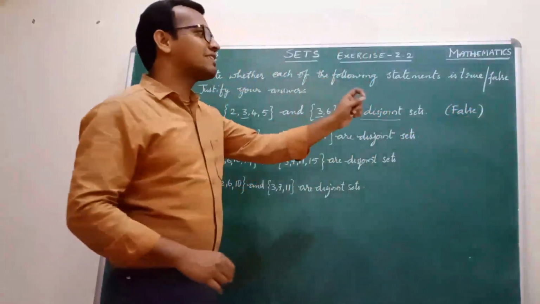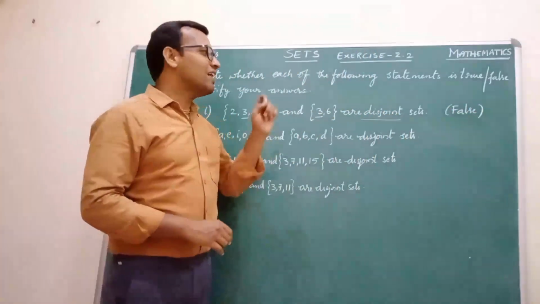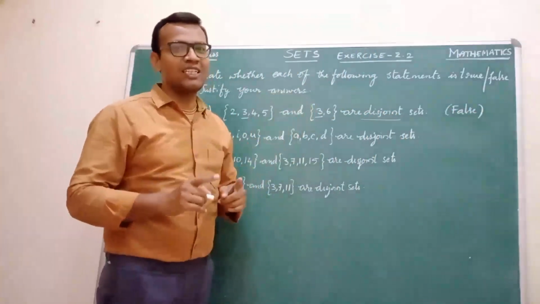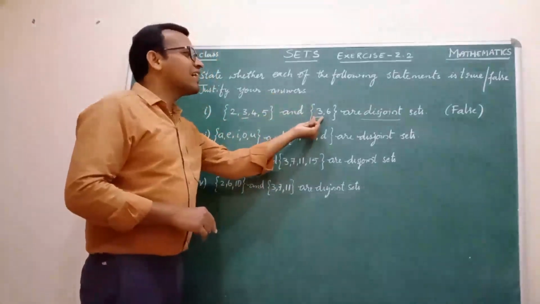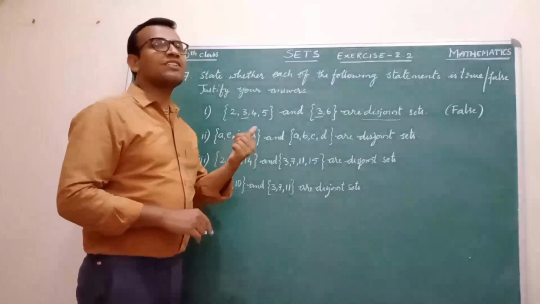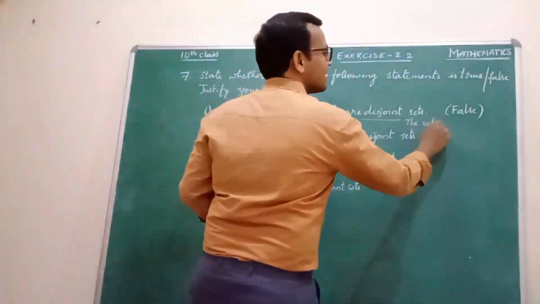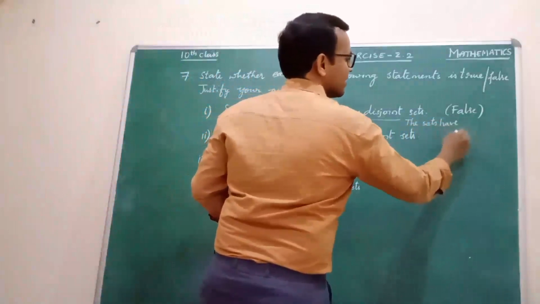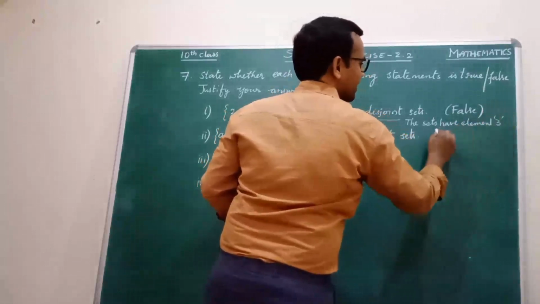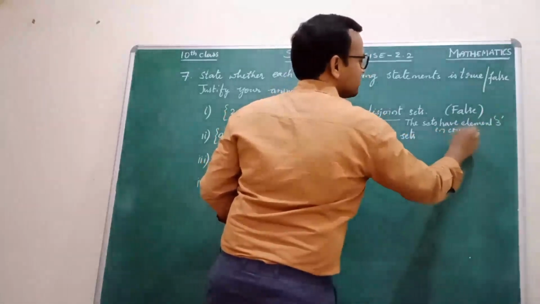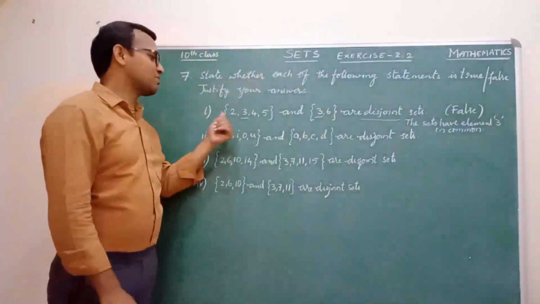We should not just simply write false. We have to justify our answer. Why is this statement false? We have already discovered why it is false. Because these two sets have an element 3 in common. Okay, now that is the answer for the first one.